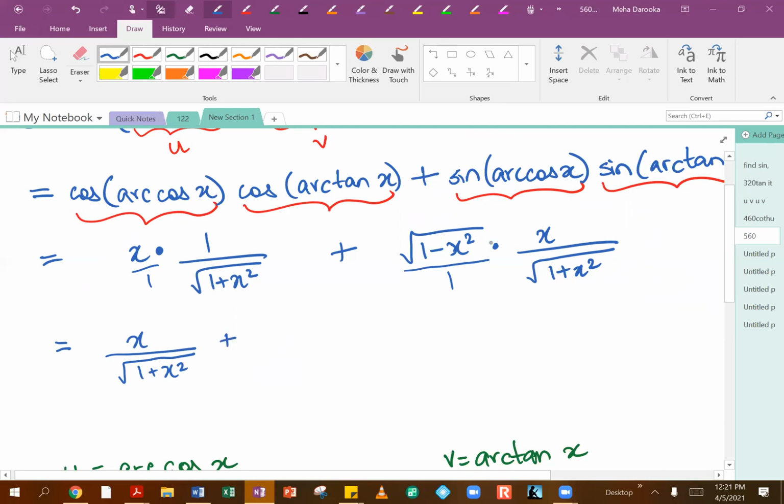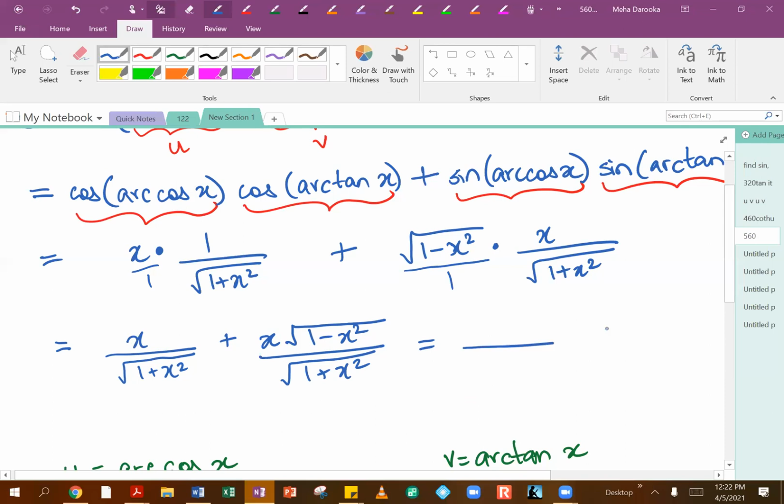Plus, again, we're just multiplying. So since that guy is in a square root, all you can do is leave that x on the outside, this x from the second one, and just multiply it with that 1 minus x squared. And then our denominator would again be the same thing, 1 times square root of 1 plus x squared. So you will actually see on both sides, our denominator is the same.